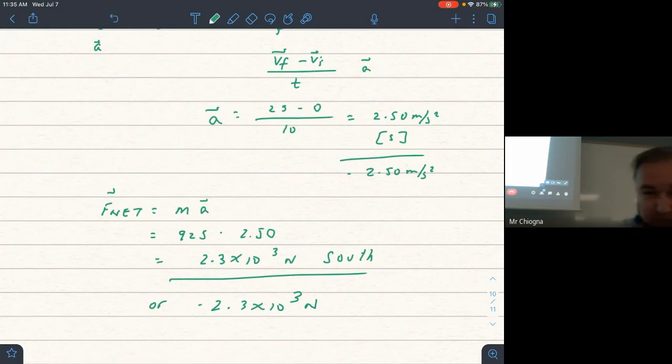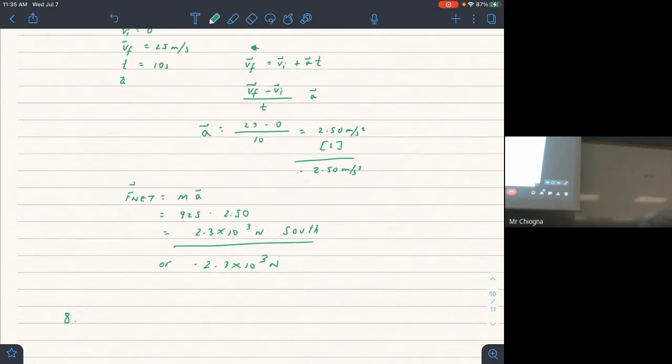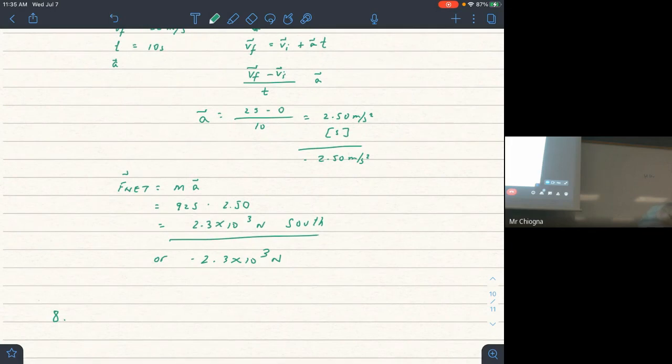Read over number 8 to yourself. Same basic premise. You need to find the acceleration to find the net force. You're not given a direct, actually you are, north. So you're traveling north. That's going to be north. That will be north.